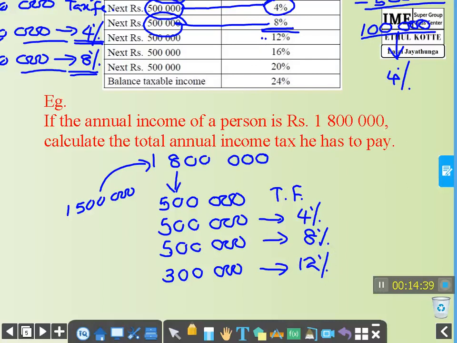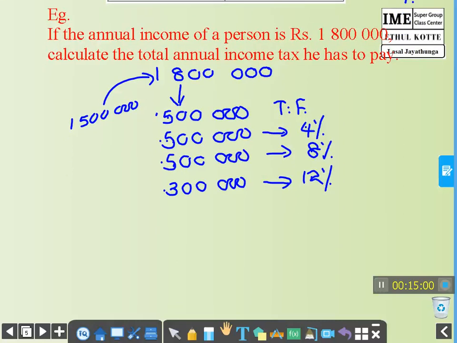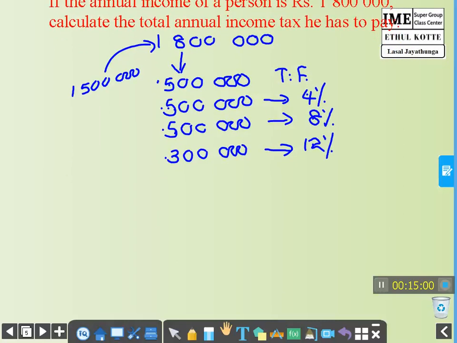So according to the income of 1,800,000, your income is categorized in 4 stages. First 500,000 tax free, next 500,000 4%, next 500,000 8%, next 300,000 12%. Now we'll calculate his annual income tax amount.